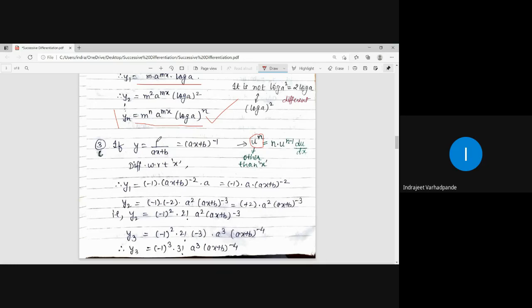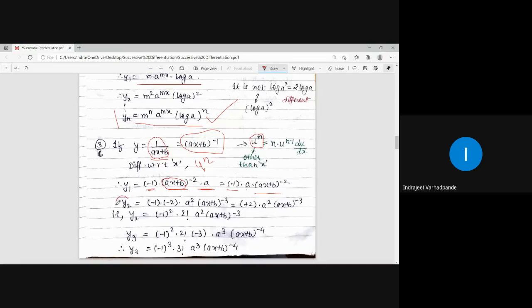Next, y is equal to 1 upon ax plus b. We have to calculate the nth derivative of this 1 upon ax plus b. Now 1 upon ax plus b can be written as ax plus b to the power minus 1. Comparing it with u to the power n, n into u to the power n minus 1 into du by dx. So the derivative of ax plus b is a. Derivative of b is 0. Derivative of ax is a. So I have written this as minus 1 into a into ax plus b to the power minus 2.